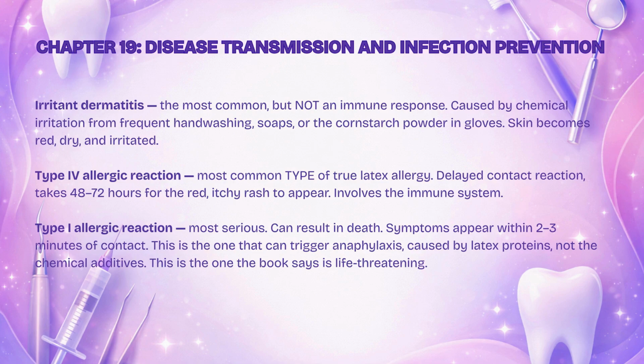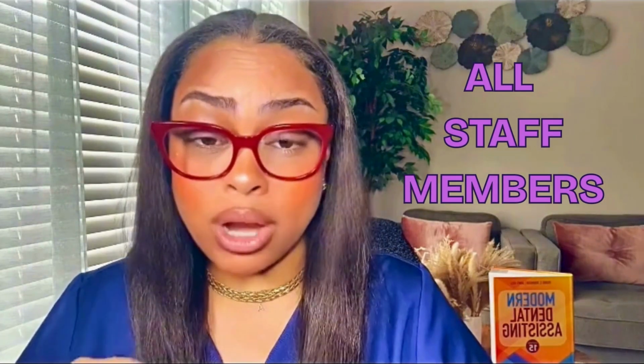Then you have the type 4 allergic reaction. This is the most common type of true latex allergy. Its delayed contact reaction takes 48 to 72 hours for the red itchy rash to appear and involves the immune system. And the third is the type 1 allergic reaction, which is the most serious and can result in death. Symptoms appear within 2 to 3 minutes of contact and can trigger anaphylaxis caused by latex proteins, not the chemical additives. If you already attended last study session, chapter 31, then you know that this one is life-threatening and 911 should be called. If one employee in the office is diagnosed with a latex allergy, all staff members should follow practices to minimize latex-containing products within the office.